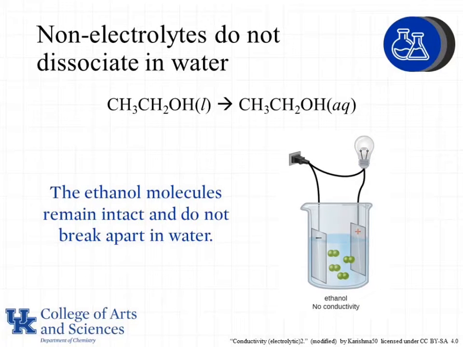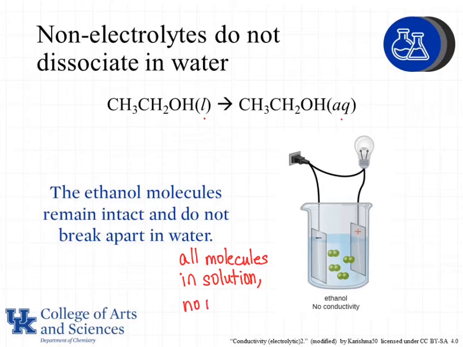Non-electrolytes do not dissociate in water. Ethanol, shown here initially as a liquid and then as an aqueous solution, is dissolved in water, but it did not dissociate in water. So the molecules remain intact and do not break apart. If we zoomed into it at a molecular level, we would see all ethanol molecules and no pieces of ethanol molecules from dissociation. We only have molecules in the solution, we don't have any ions, and as a result, it is a non-conductor of electricity because there are no ions present, only the molecules.